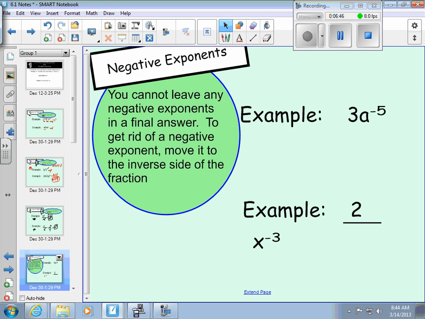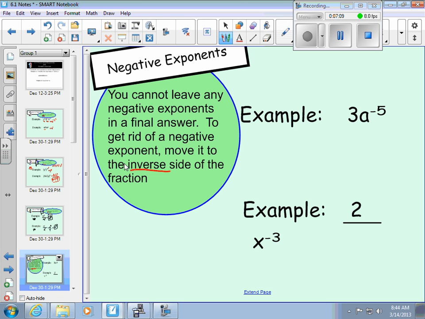Negative exponents. We talked about this earlier. In the beginning, we said we always want to rewrite our answer without parentheses or negative exponents. Here's why: you cannot leave negative exponents in a final answer. To get rid of a negative exponent, you move it to the inverse or opposite side of the fraction. All right, what does that mean?